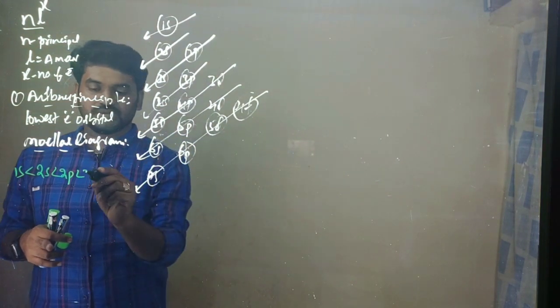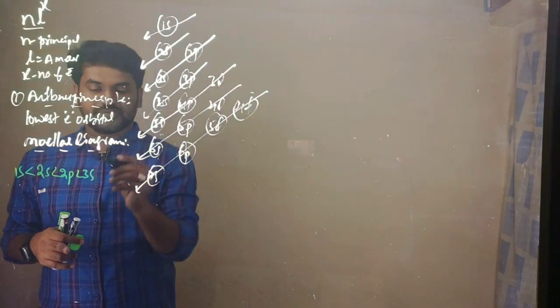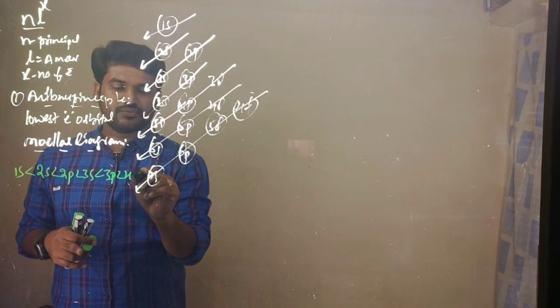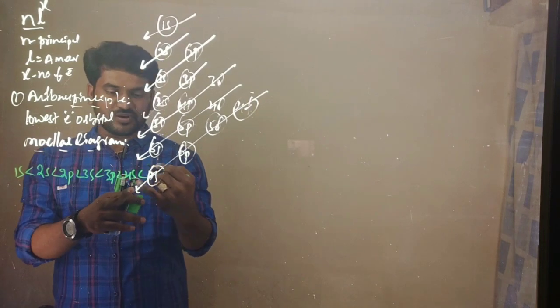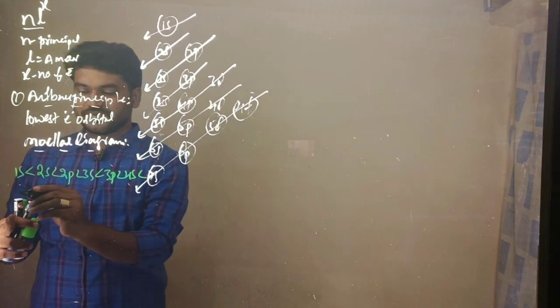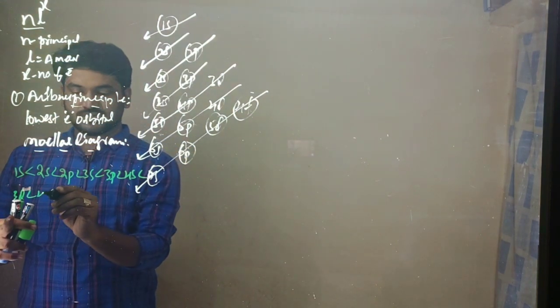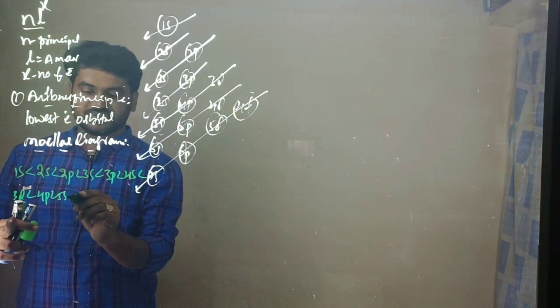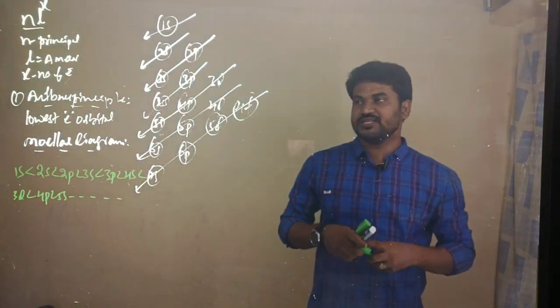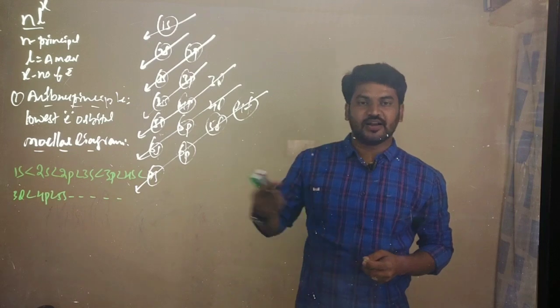Next coming to 3s. Again go to here, 3p. Next coming to 4s. I'm not having enough space, so I'm writing 4s here. Then next 3d, the next 4p, 5s, and so on like this. So it is filling like this. In this way, that is the arrangement of the orbitals.